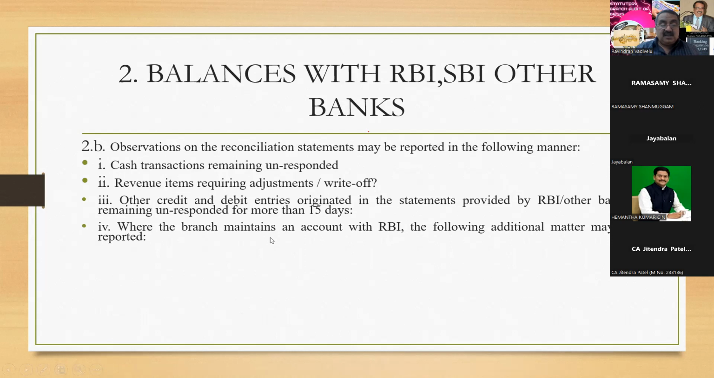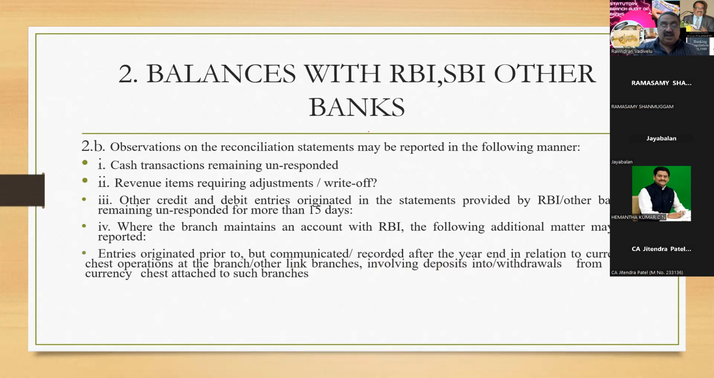Then, where the branch maintains an account with RBI, the following are additional matters. So, A 1, 2, 3 is the general matter. The additional matter is entries originating prior to, but communicated and recorded after the balance sheet date, in relation to the currency chest operations at other branches involving deposits and withdrawals. That is, on 31st March the entries have emerged and been recorded after the year end, and you have to reconsider.